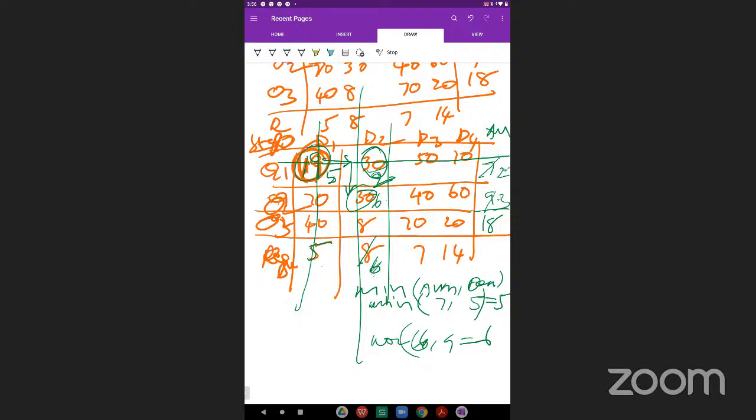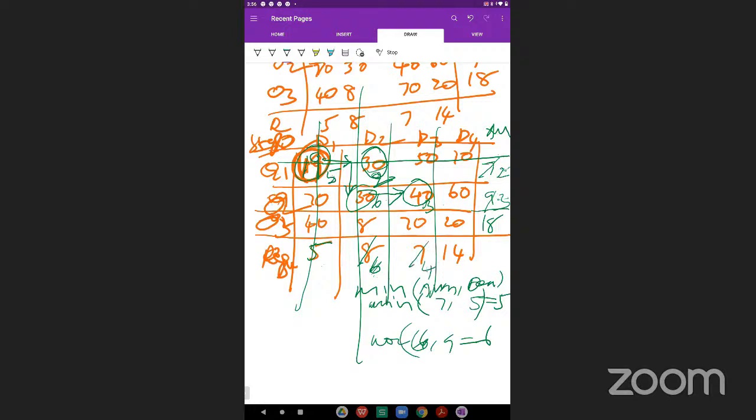Next I will go for the north. West is over, then I'm going for the north. North also, here availability is only 3 in origin 2, and destination demand is 7. So here I will allot only 3. If you allotted 3, remaining is how much? 4 only.